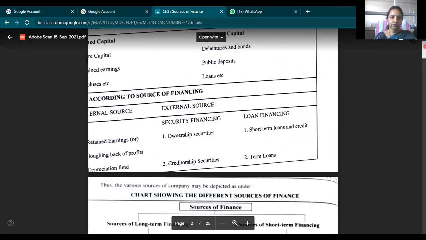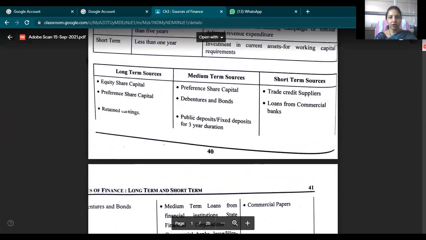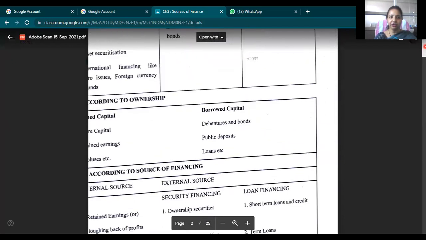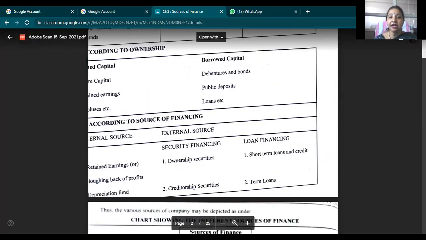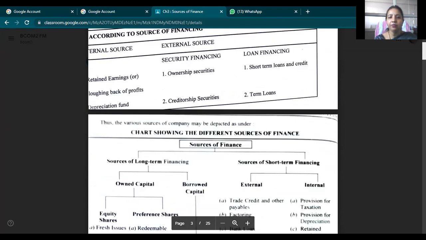Then according to ownership, it is given. In ownership also it will be the same: share capital, retained earnings, reserves and surpluses, and borrowed capital. According to ownership, there is self-owned capital and borrowed capital. This is owned capital and this is borrowed capital. And according to the sources of finance, internal and external sources. The points are the same, but the segregation is somehow different.